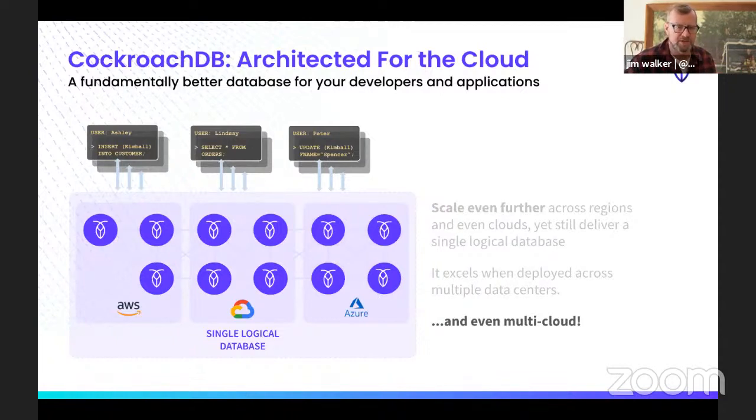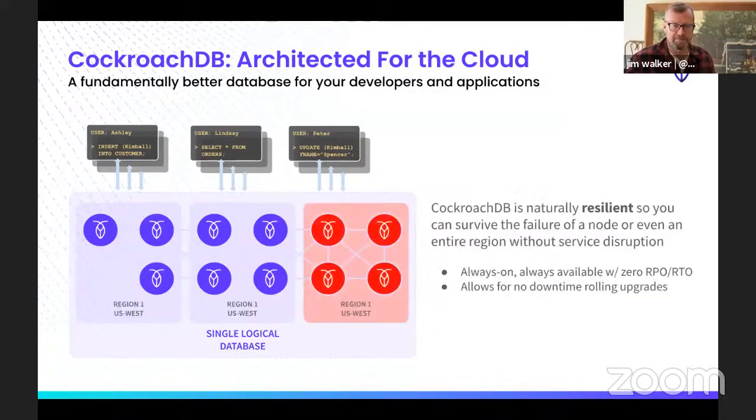Tying data to location in these architectures becomes very important because you don't want to deal with egress costs, this sort of stuff, right? And we'll show you how to do that.